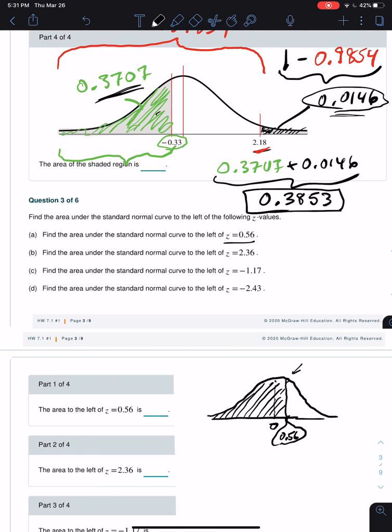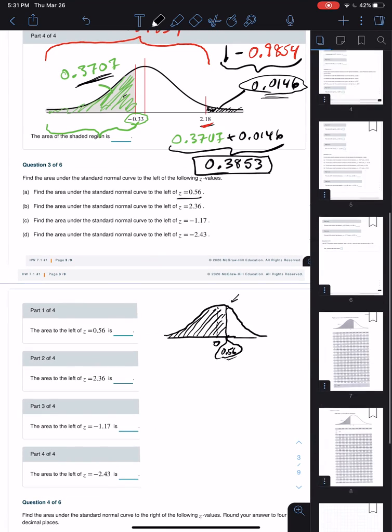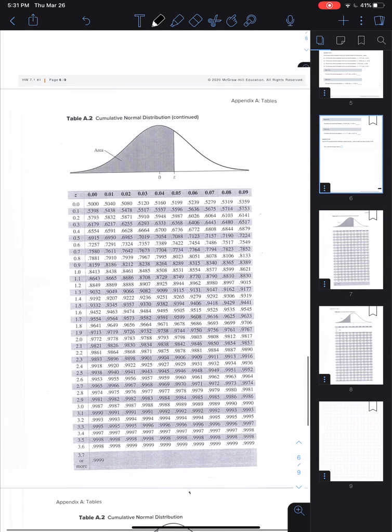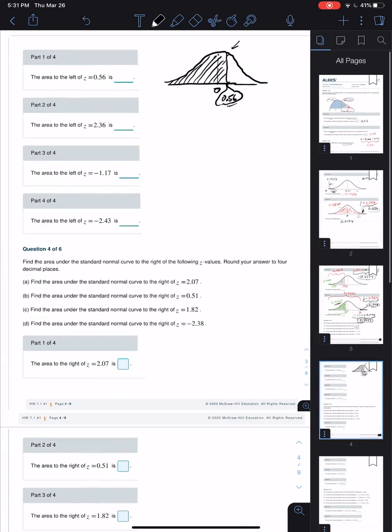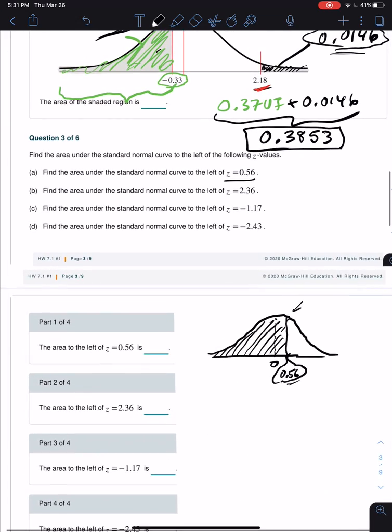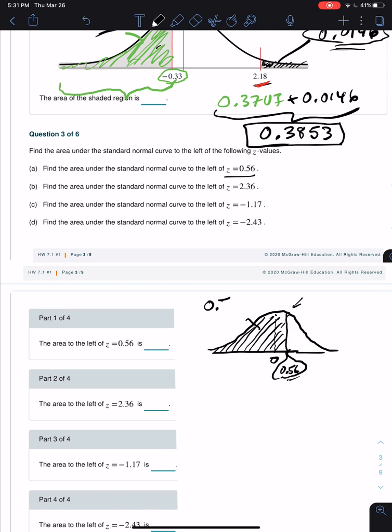So, positive 0.56, I just look that up. Go to the positive. So there's 0.56. That gives me 0.7123. And that is the area to the left of 0.56.